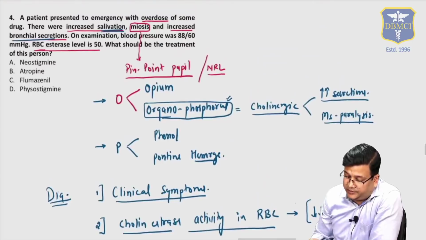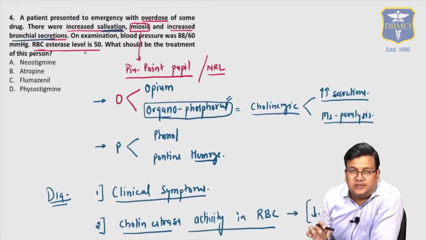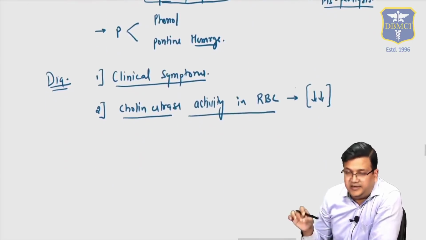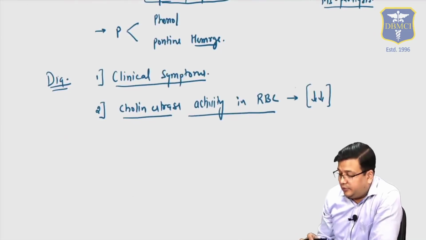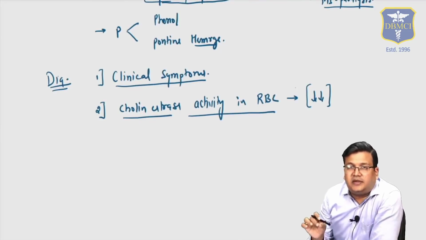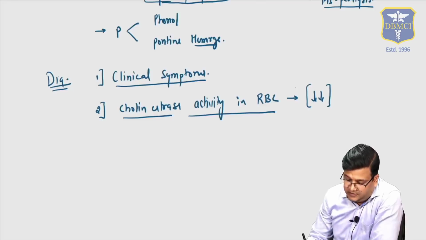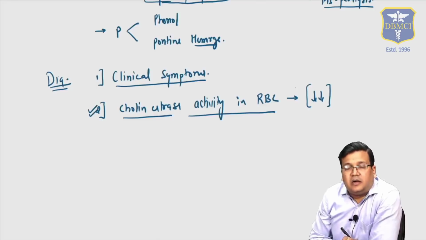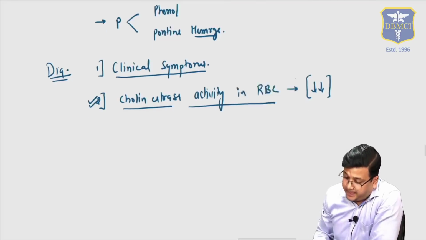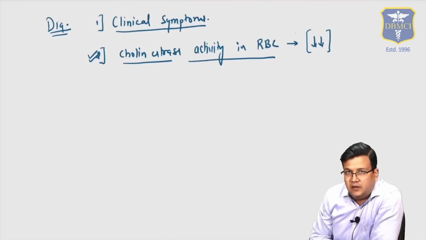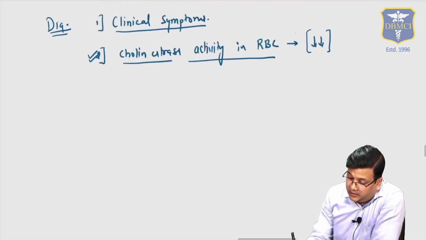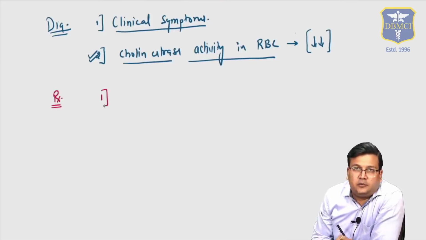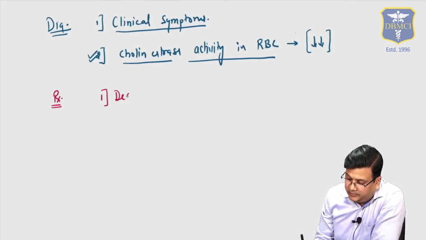In the question, as you can see, it is given as 50. So RBC cholinesterase value is decreased. That means cholinesterase in RBC is low. That can be done by organophosphorus. So that is the importance of RBC esterase value. It is used for diagnosis of organophosphorus poisoning. Coming to the treatment. If you are asked what is the first thing to be done, please write decontamination.